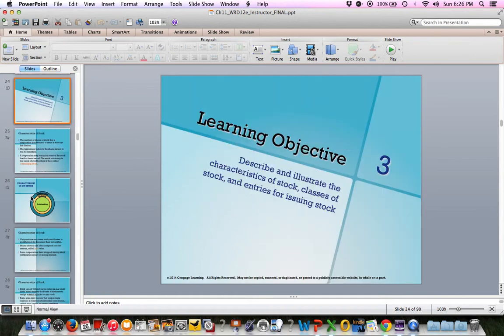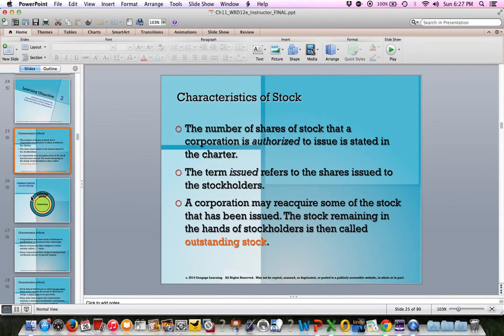Let's talk about the different classes of stock and issuing stock. The number of shares of stock that a corporation is authorized to issue is stated in the charter. How many shares are they allowed to sell? Issued means the shares have been sold to shareholders. And then a corporation may reacquire some stock that has been issued. The stock remaining in the hands of stockholders is called outstanding stock.